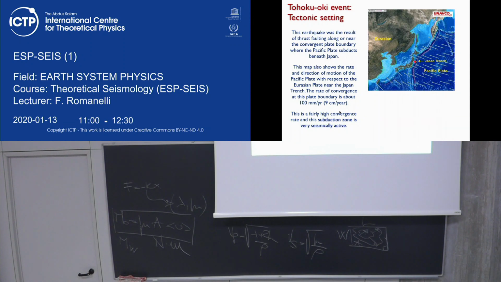Well, you could say 9 centimeters per year, it's nothing. Well, it's fast, because if you take the point of view of tens, hundreds, thousands of years, that quantity is going to be large. And that quantity is going to be accommodated into different slips on the fault. So it's a fast place. It's a very active place.